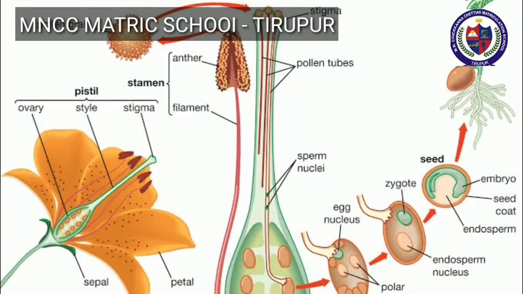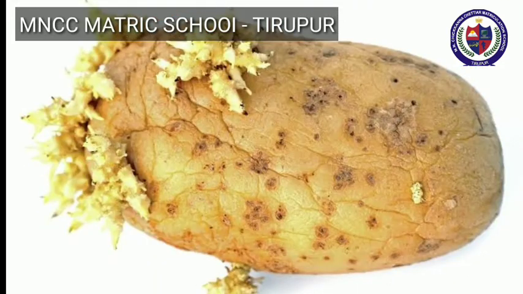Next topic, asexual reproduction. The production of new plant without the involvement of pollination and fertilization is known as asexual reproduction. Let us know the types of asexual reproduction. First one is vegetative propagation. In potato, shoot arises from eyes. Sugarcane, yam are also grown like this. Vegetative parts of the plant such as root, stem and leaves can help to propagate the plant.